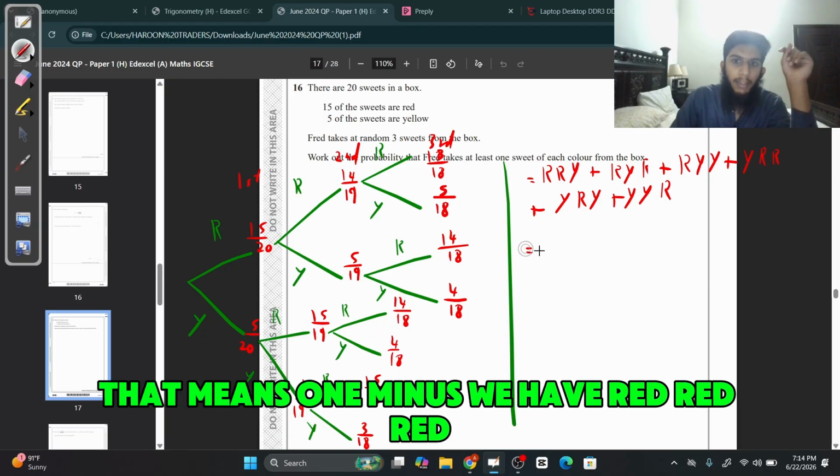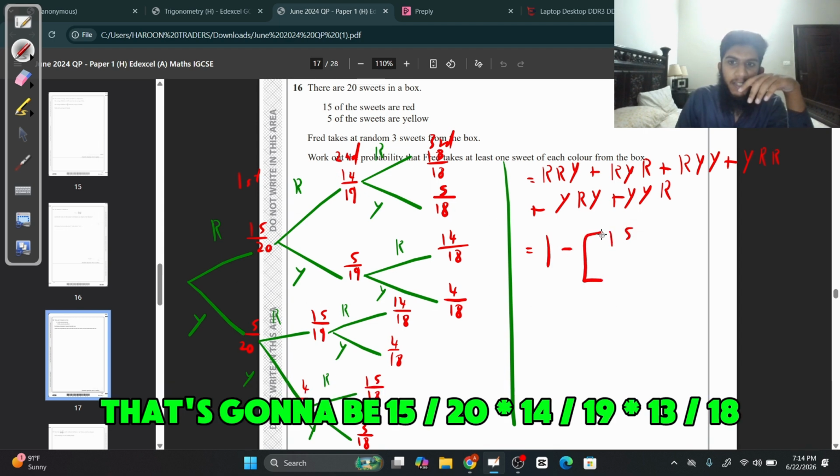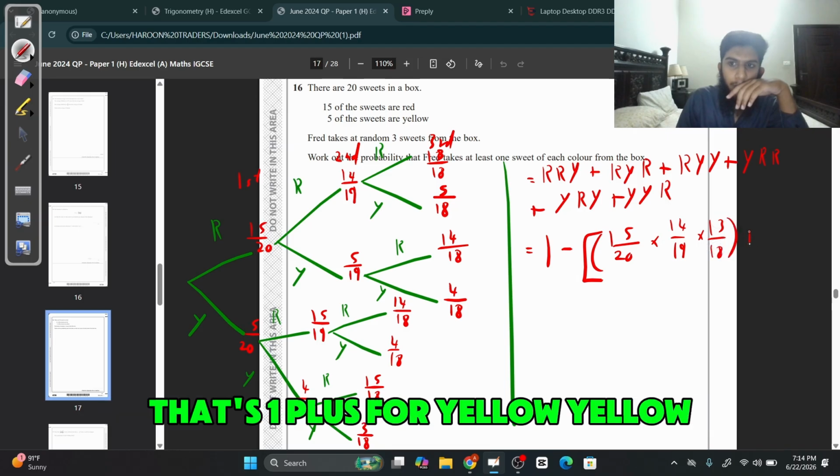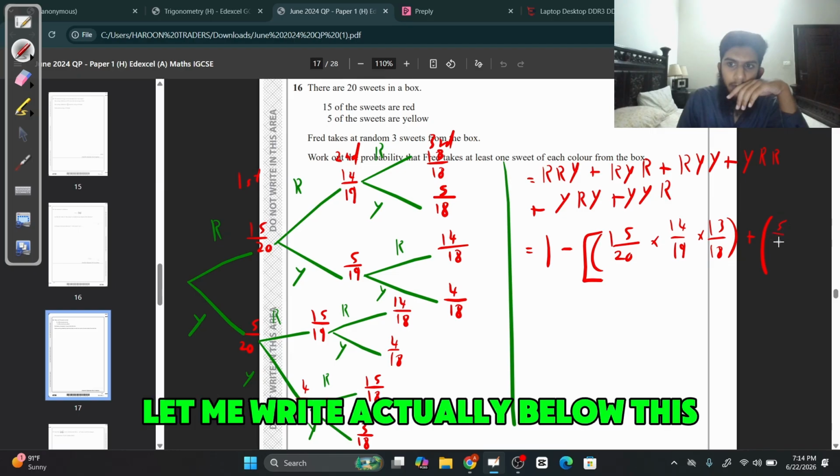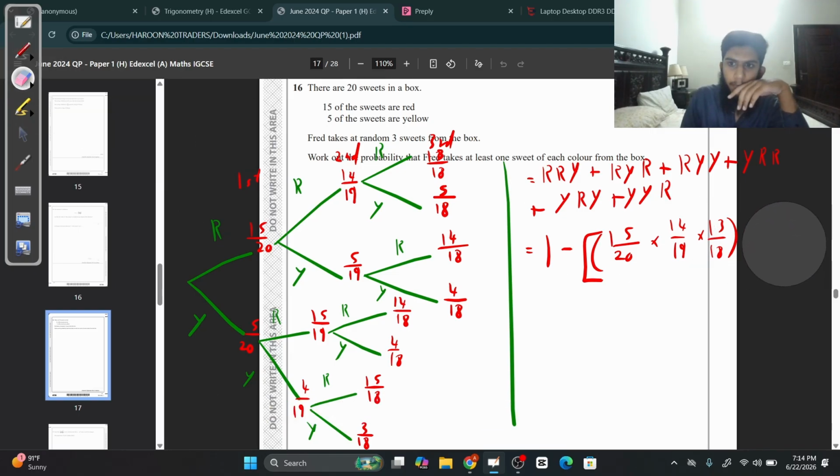Okay. That means 1 minus, we have red, red, red. That's going to be 15 divided by 20 times 14 divided by 19 times 13 divided by 18. Plus, for yellow, yellow, yellow, that's going to be 5 by 20. Let me write actually below this.